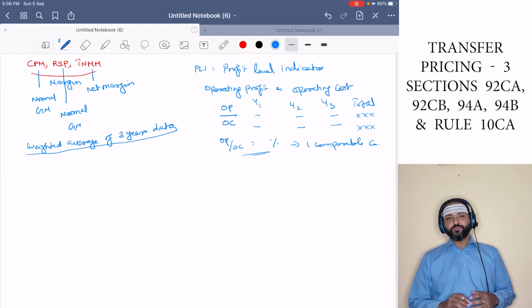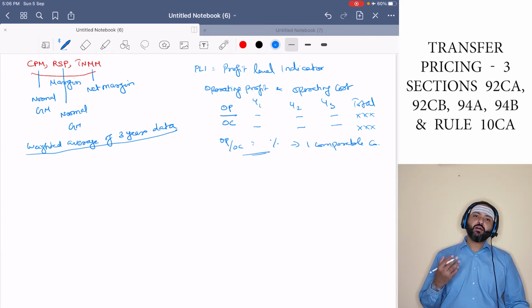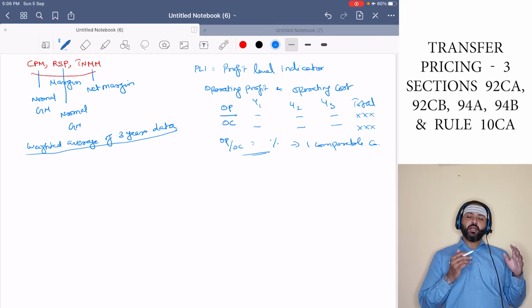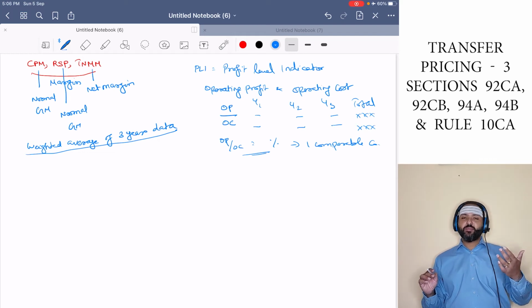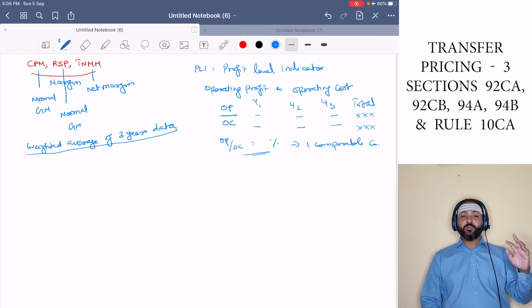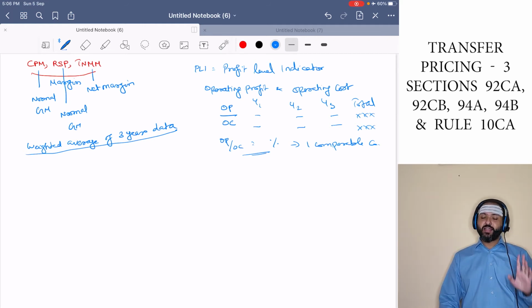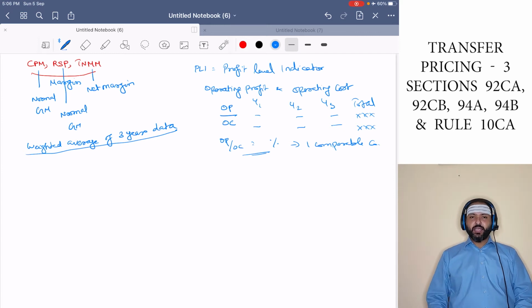So what will I do? I will tell them that when there is a transaction between me and my associated enterprise, the profit that I have earned is 25%. How did I compute this profit? Operating cost is 100, profit is 25, revenue is 125, therefore 25 by 100, 25% is my operating profit to operating cost. Do not mix this up with gross margin. I am talking about profit level indicator. Okay, so this is going to be the indicator that I am going to tell them.